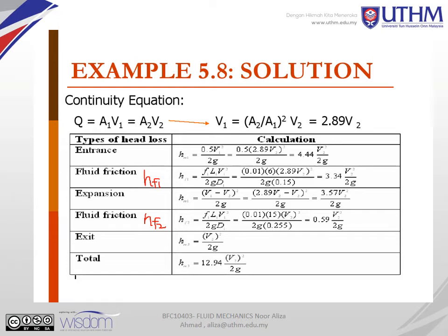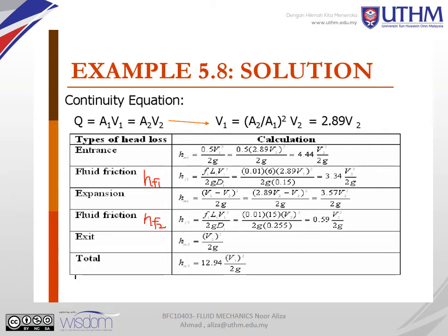So we get the HF1 here. We just put all the values here because we use 0.01, and the length of pipe 1 is 6. So using V1, put here, and put the g and also the diameter, we get 3.34 V2 squared over 2g.